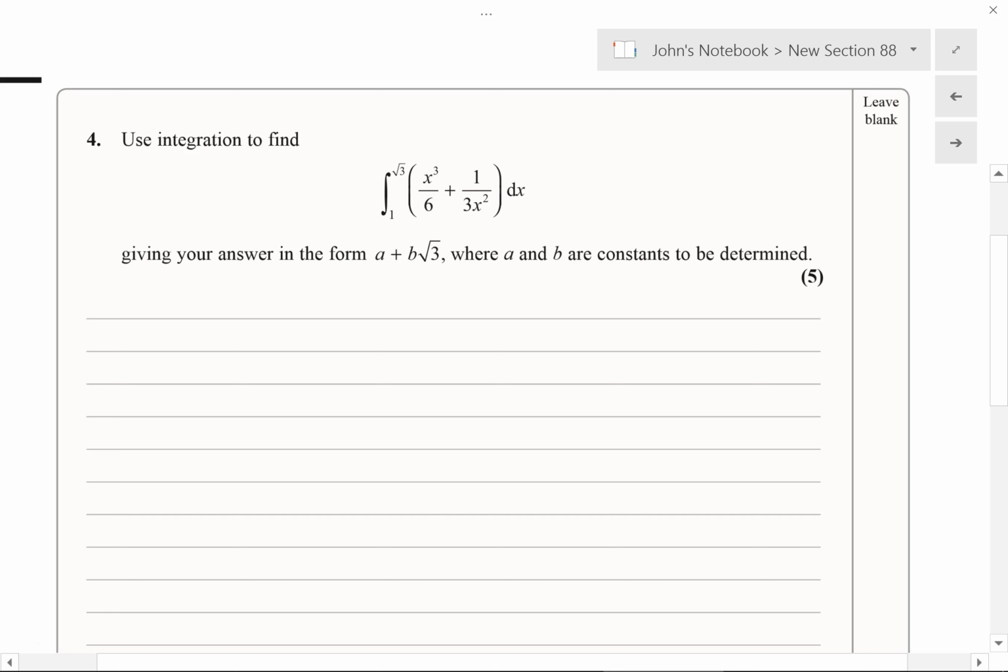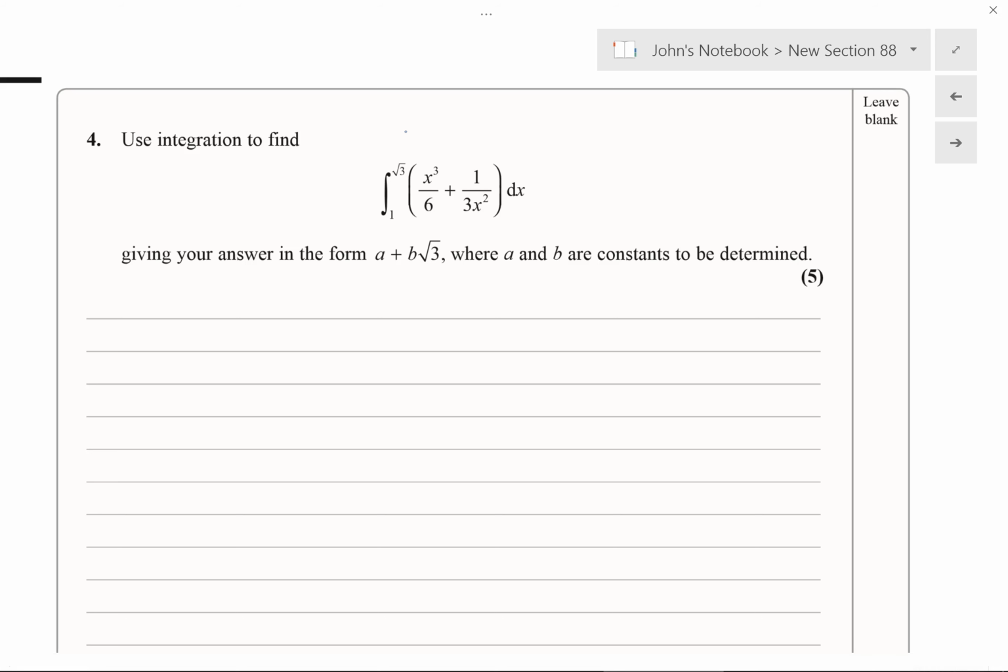Now question 4, we've got an integration question. There's a few little things here that are a little bit unusual. Square root of 3, which is itself one of the limits. It would have been quite nice if this was on a non-calculator paper, because it would have forced us to work with surds a little bit, but we don't have to. I might find myself not being able to resist the temptation to do that.